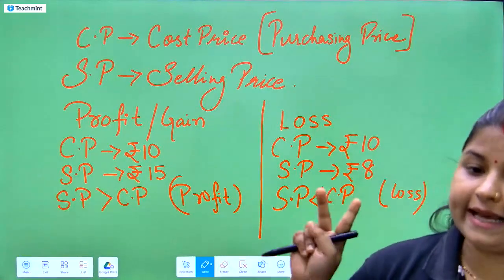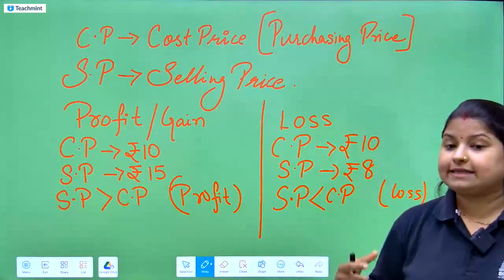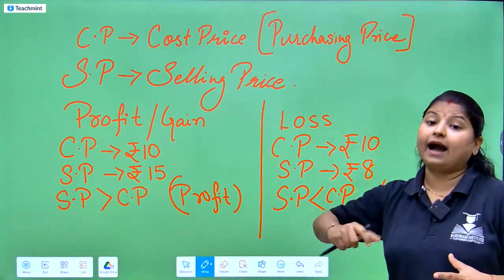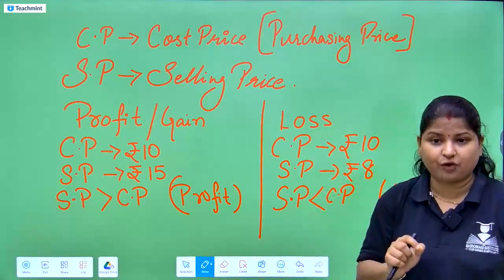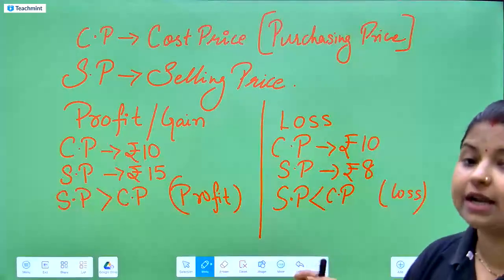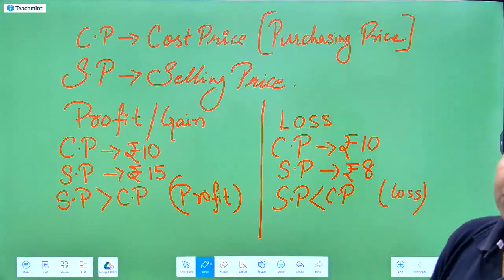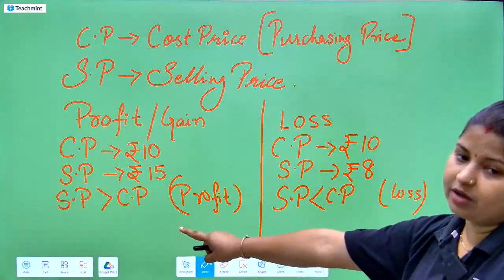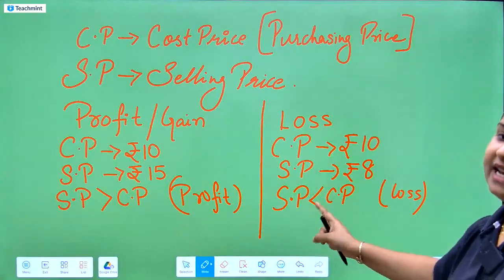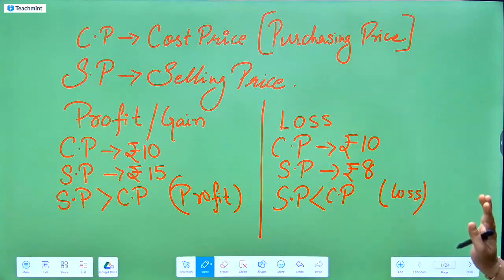So there are two concepts. One, when you sell at a higher price than you paid for it. Another concept is you sell the product at a lower price than you paid for it. So if selling price is more, it is profit. If selling price is less than cost price, it is loss.